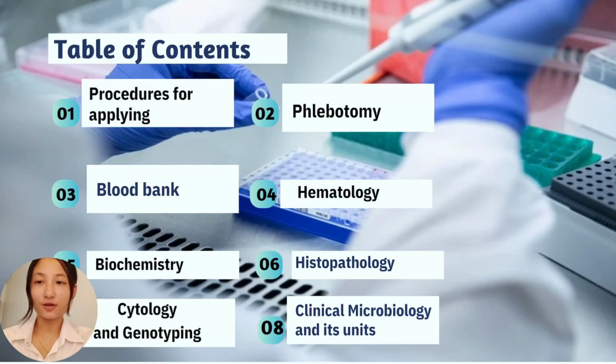So first of all, I start with the table of contents. For the procedures, I start with phlebotomy, then the blood bank, hematology, biochemistry, histopathology, cytology, and genotyping, and finally I did clinical microbiology.